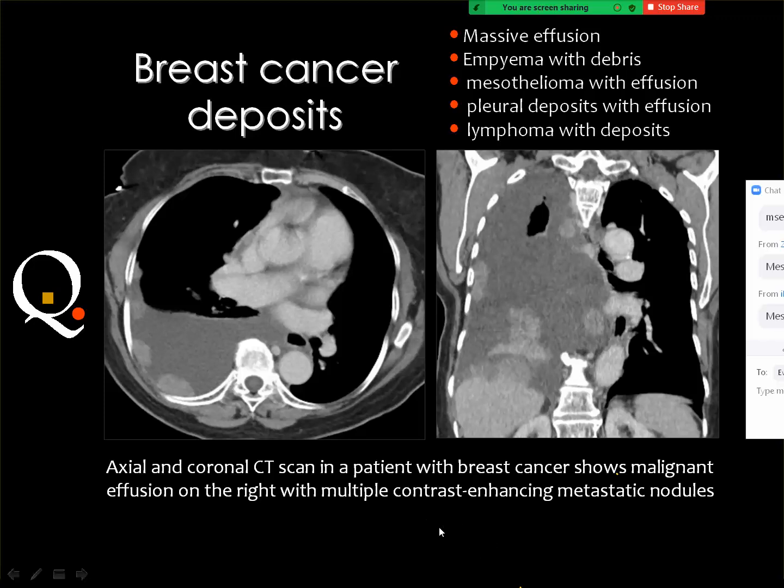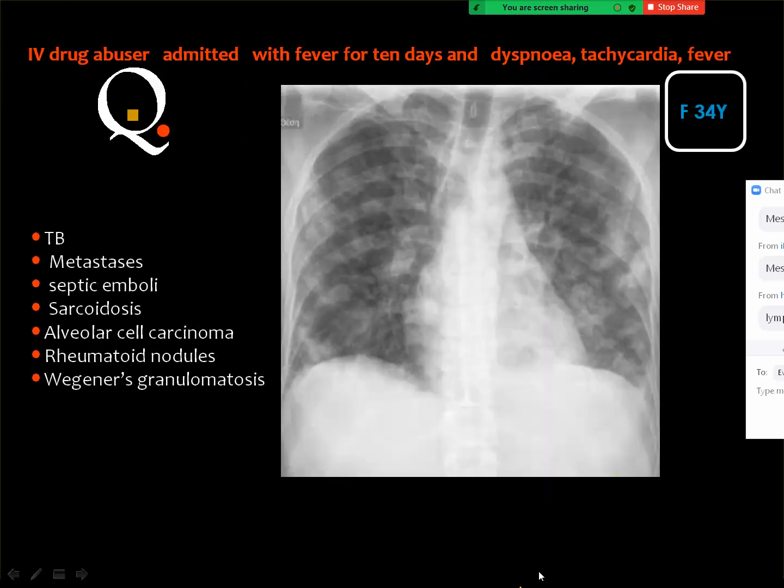Then whenever you see any stigmata of lymphoma in the film or in clinical practice, at that time you will say that this is lymphoma. Then we have a female patient, 34 years old. She is an intravenous drug abuser, admitted with fever for 10 days, dyspnea, tachycardia, and fever.